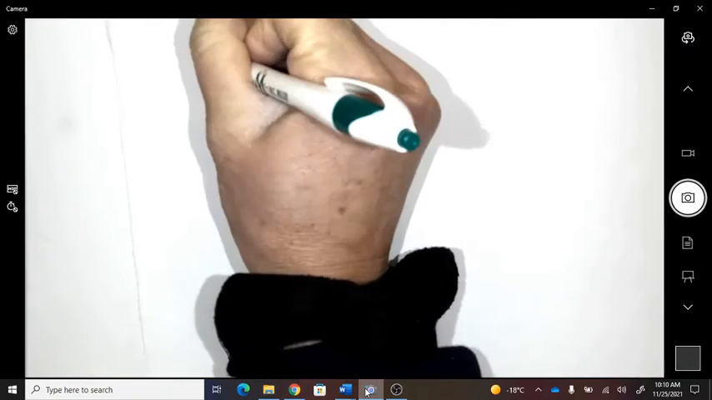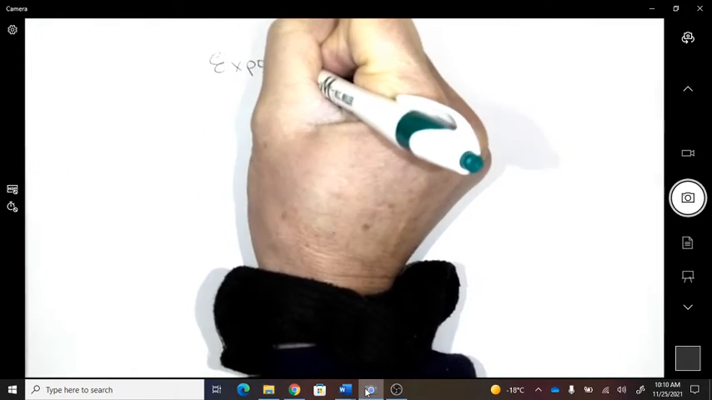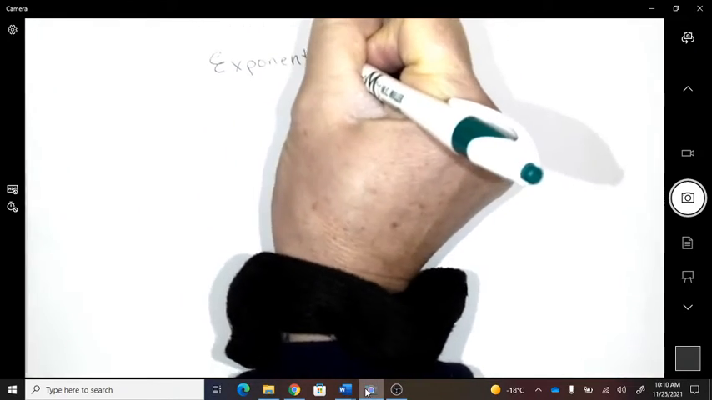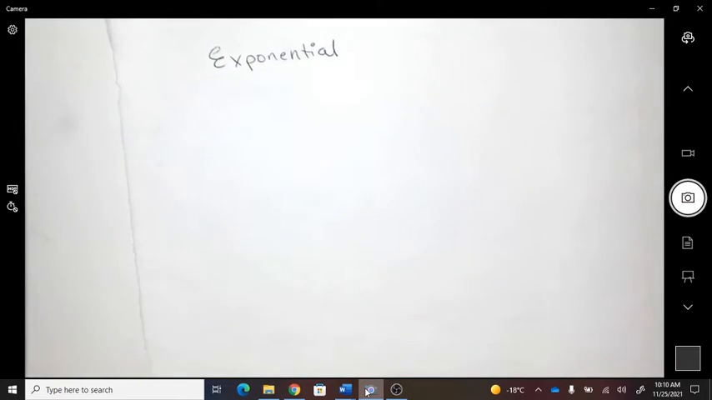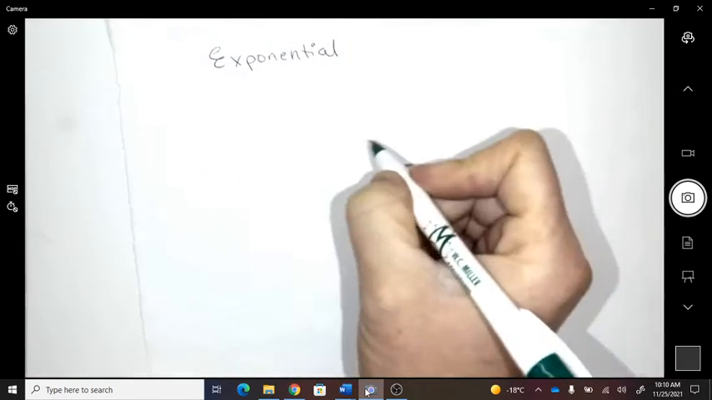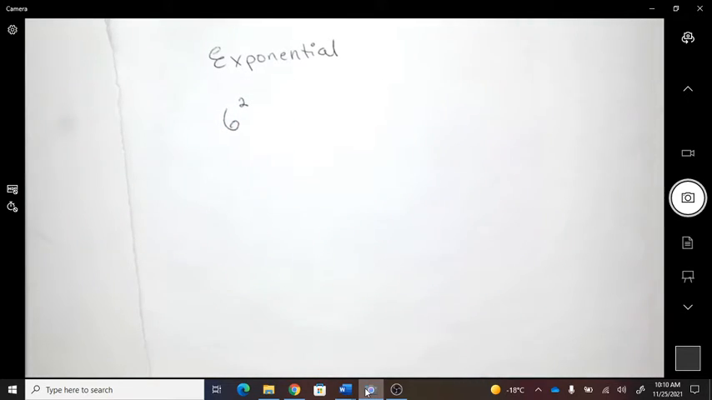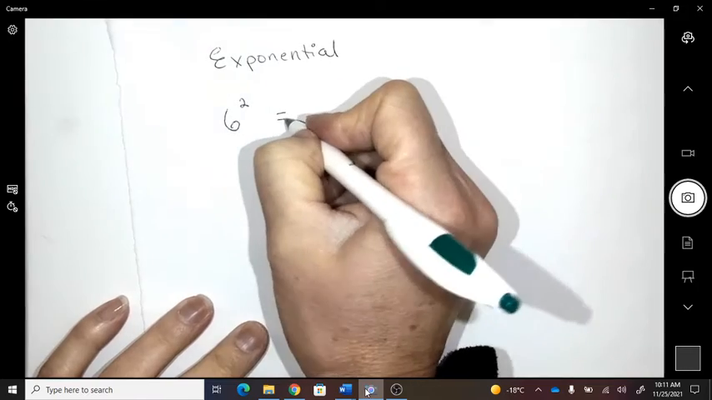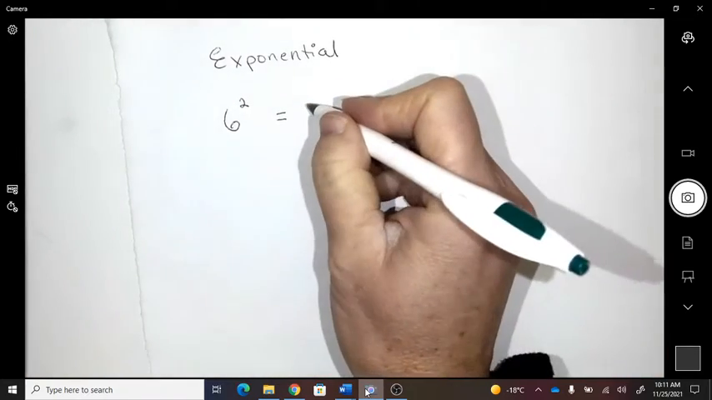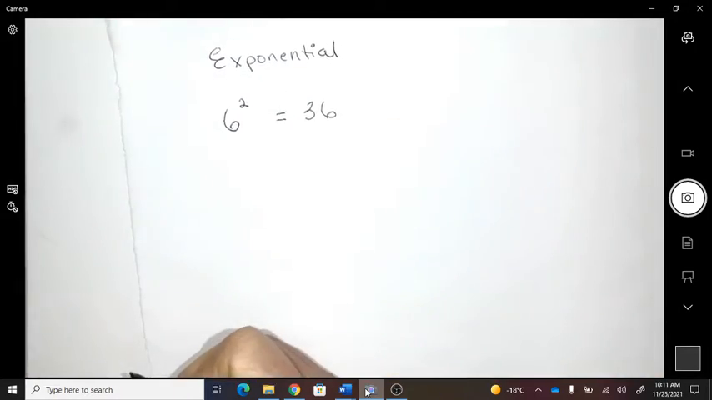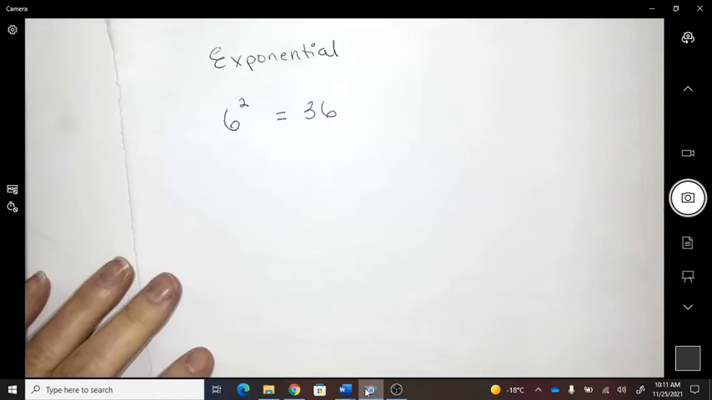Okay, exponentials. When you evaluate an exponential, this is kind of the idea. Evaluate this. Okay, so I would say the result is 36. So let's talk about the components here.